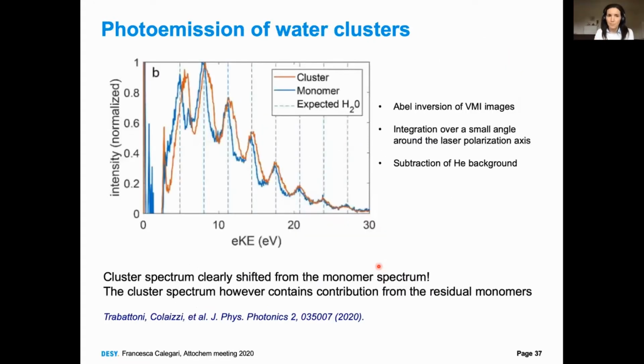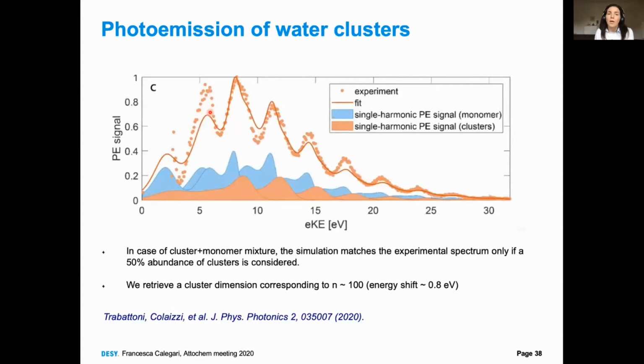contribution of the cluster. So we measured these angular distributions, as I said, and we were already able to see a difference between the distribution of the monomers and the cluster, with a clear shift, which is expected because of a change in the IP, the ionization potential. And then we performed some calculations in order to fit our electron spectra with a signal coming from the monomer only, which is the blue one, and the cluster.